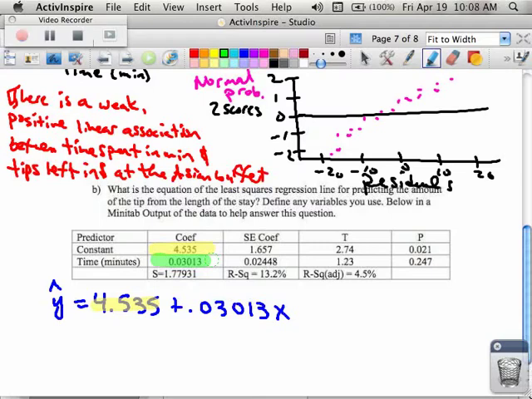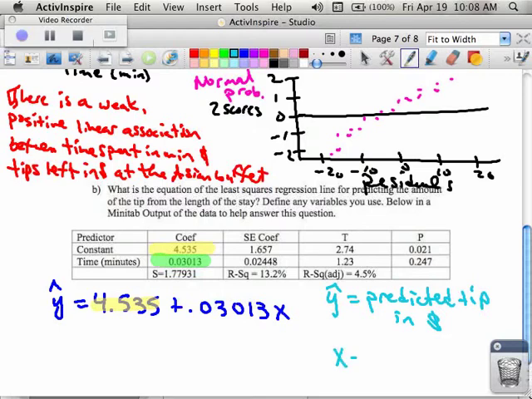And then, what you should do is you should define the things off to the side, of course, because that's what they said. So we know that y hat is the predicted tip amount in dollars. And the x is the length of stay in minutes. So that's what they mean by define the variables. What is your y hat? What is your x?